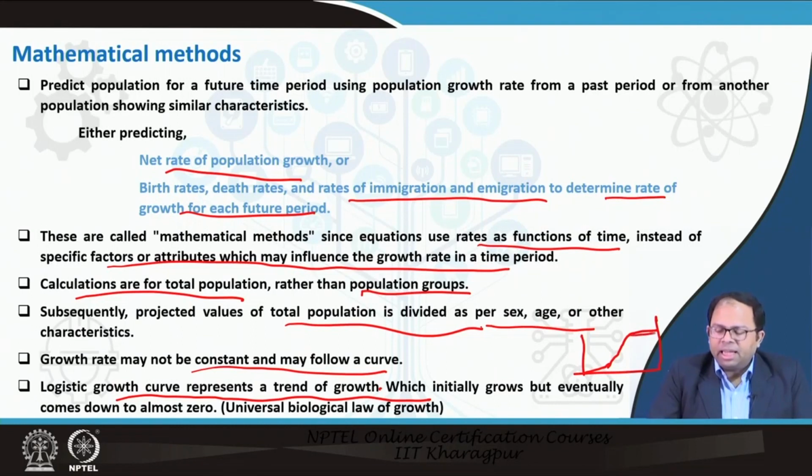It stabilizes and almost becomes zero. There is no further growth rate, so it is almost zero. So, this follows the universal biological law of growth. Many things in nature actually show this kind of growth pattern, and that is why, in many cities or urban areas where there is normal growth and no special event, we can follow a logistic growth curve and it gives very accurate results.